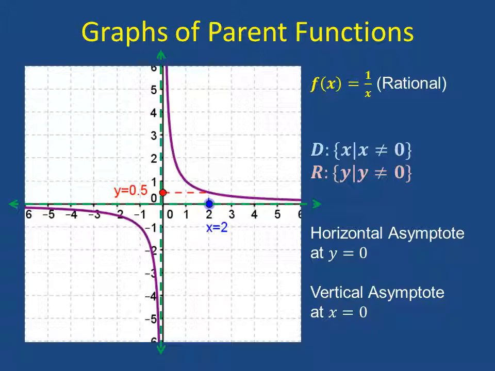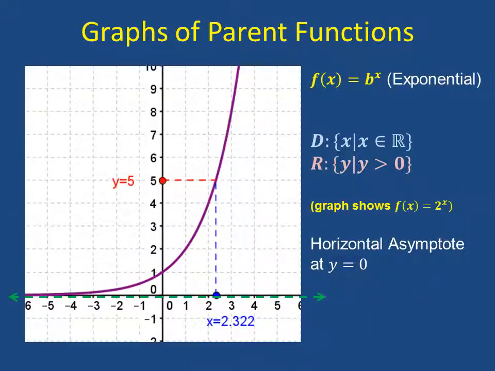We have the same situation with a horizontal asymptote at y equals 0, because no matter what value of x we put in, we'll never get a value exactly equal to 0 from the output. This horizontal asymptote represents a hole in the range.